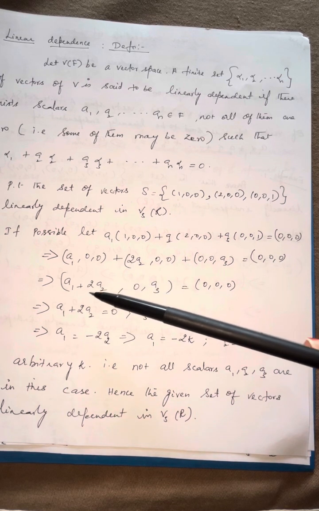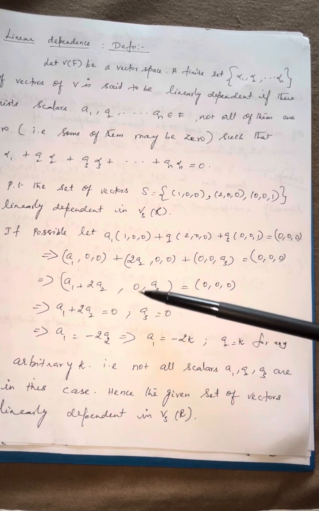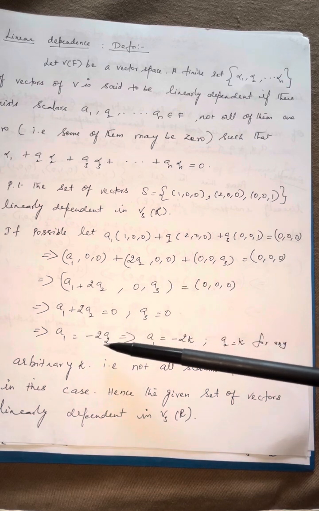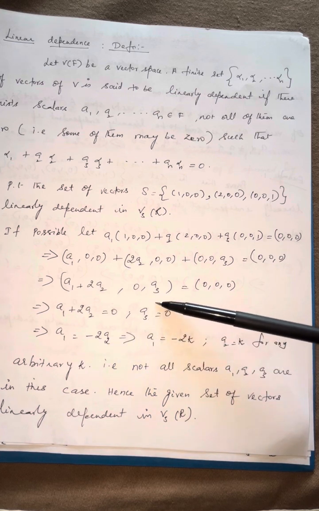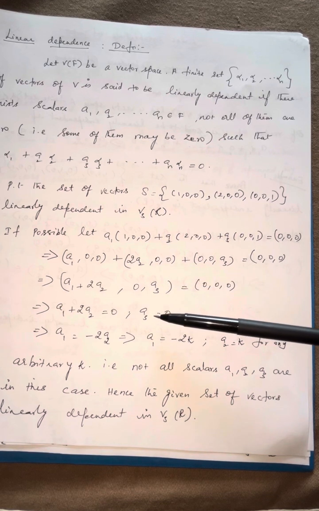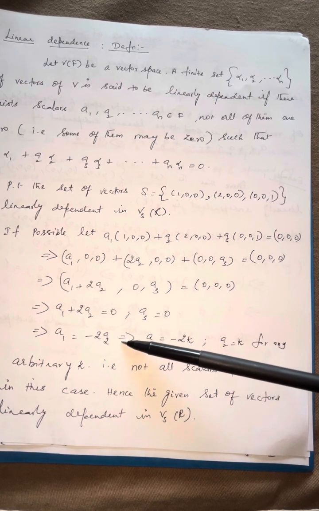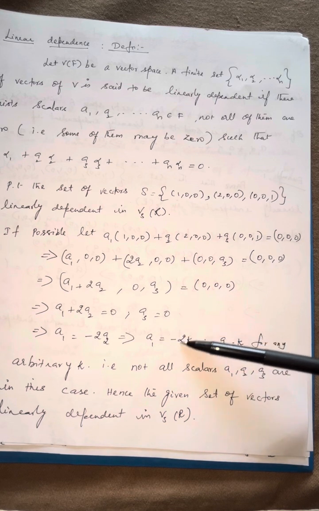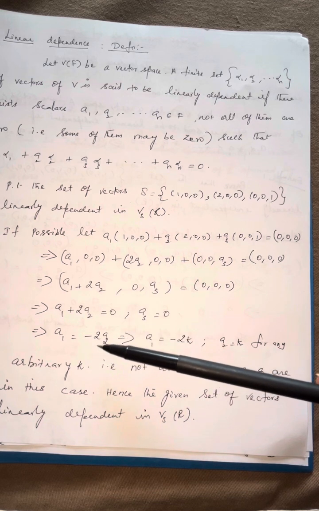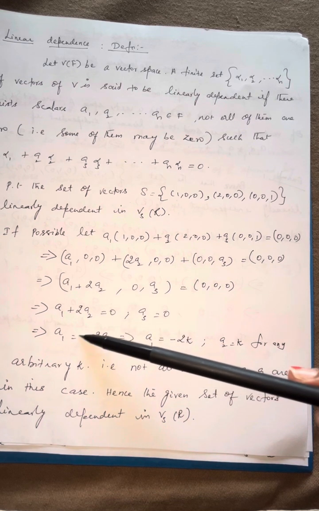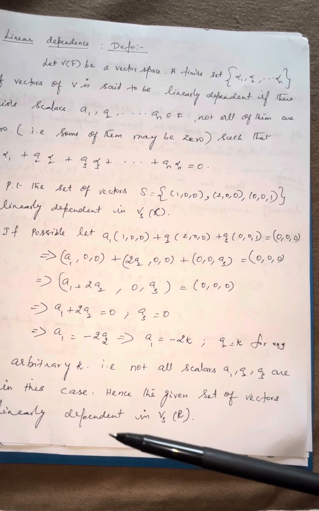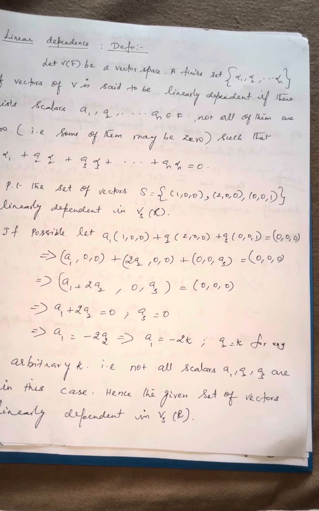From this we get a1 + 2a2 = 0, and the middle component has nothing, and a3 = 0. That means a1 = -2a2 and a3 = 0. Any one could be 0, that's according to the definition; not necessarily, but it could be. So a1 = -2a2 means a2 = k and a1 = -2k, where k is any arbitrary value. If you want to know the value of a1, then we need to know a2, because they are depending on each other. So here not all the scalars are 0. Hence the given set of vectors is linearly dependent in V3(R).